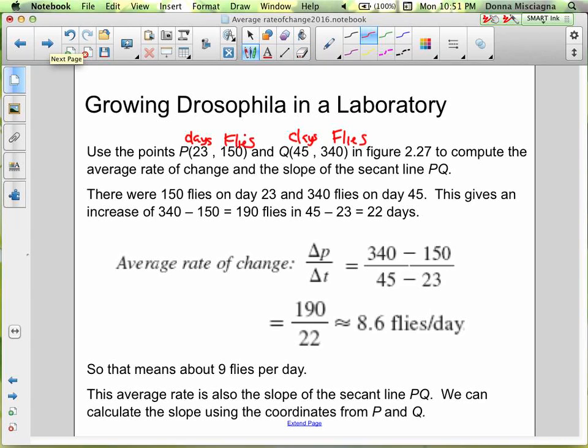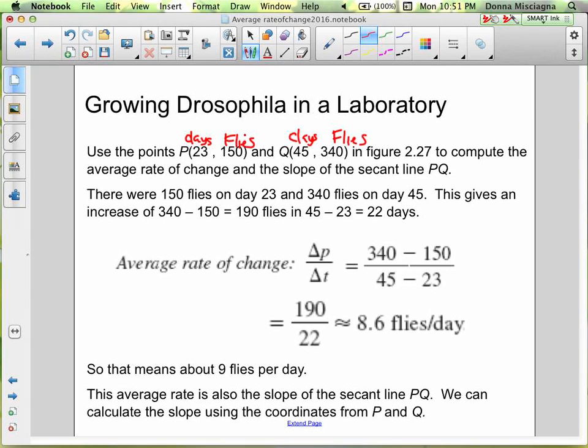So to find the average rate of change and the slope of the secant line, you've got 150 flies on day 23, 340 flies on day 45, an increase of 340 minus 150 or 190 flies in 45 minus 23 or 22 days. So you take the change in the population, number of flies, divided by the change in time. 340 minus 150 over 45 minus 23 gives you 190 over 22, which is approximately 8.6 flies per day. So that means about 9 flies per day.